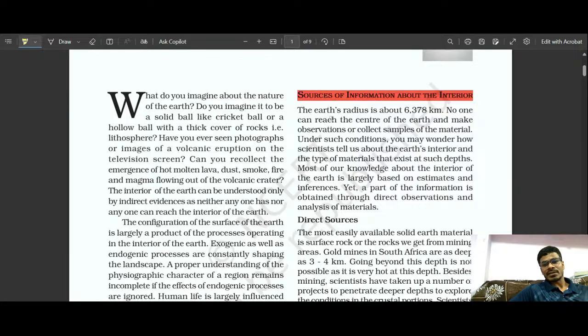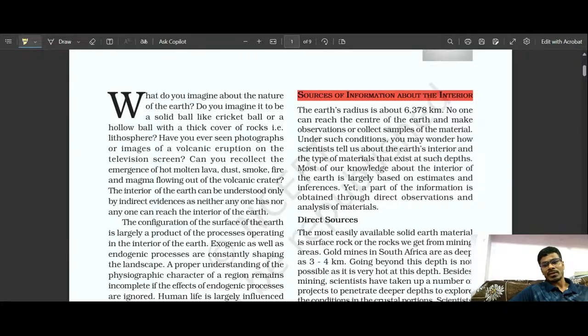The Earth's radius is about 6,378 kilometers. This is a quite factual point you can remember, because it can be asked in multiple-choice questions. No one can reach the center of the Earth and make observations or collect samples of the material. Under such conditions, you may wonder how the scientists tell us about the interior and the type of material that exists at such depths.